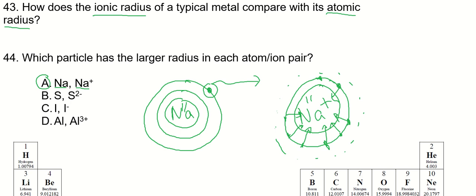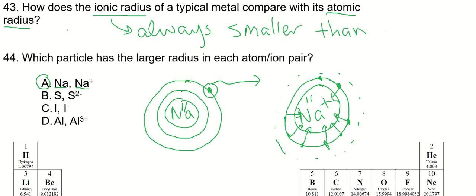All right, so how does the radius compare? The cation is always smaller than the parent atom, or the neutral atom. Okay, let's take a look at another one.